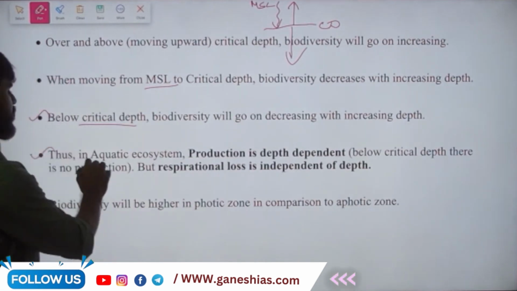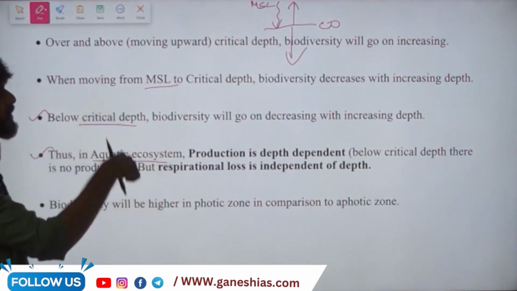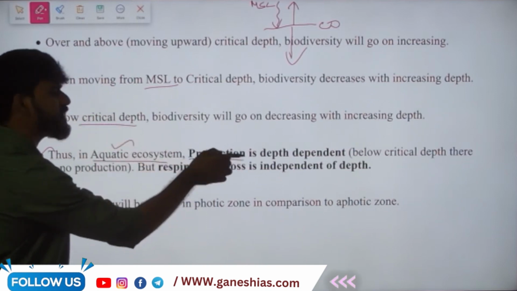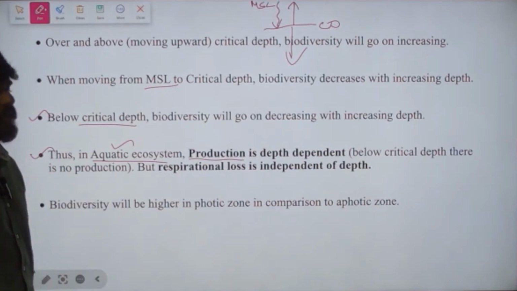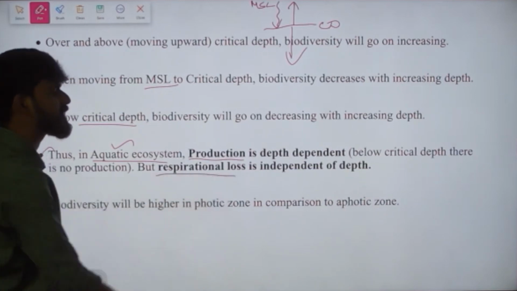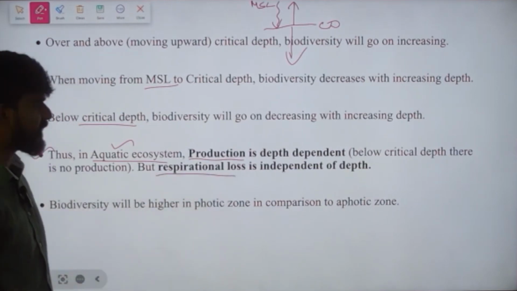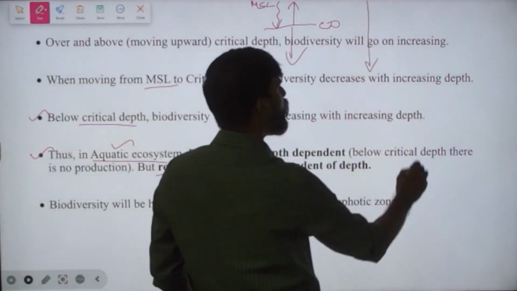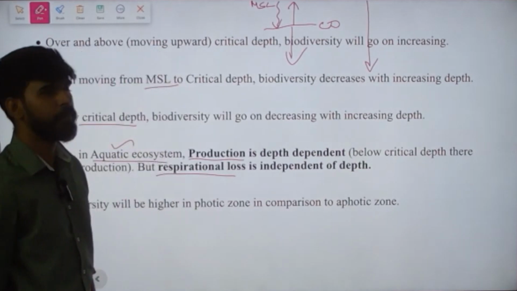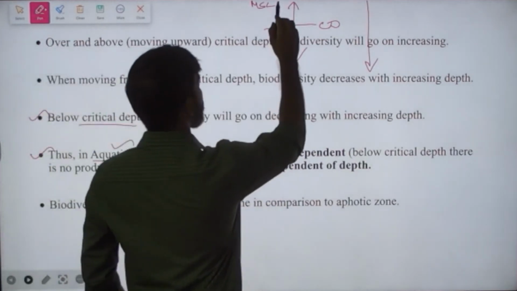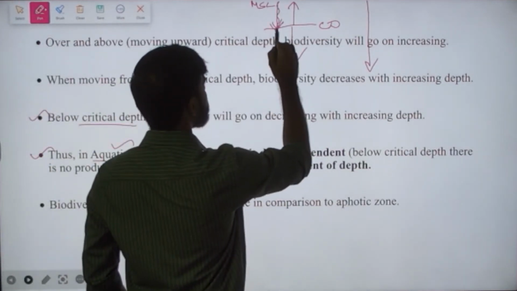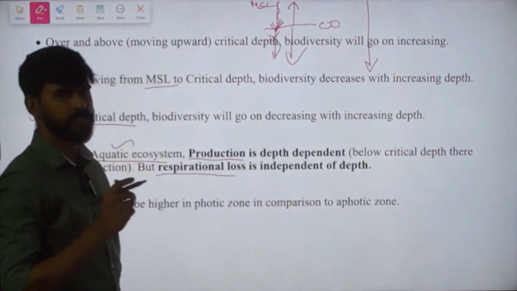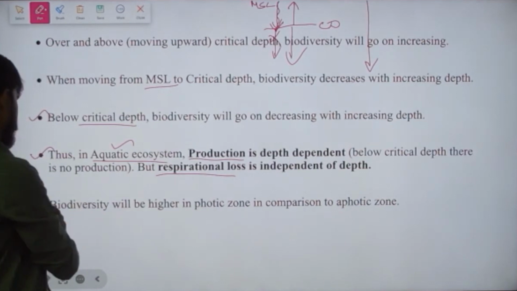Next, in the aquatic ecosystem, all this is depth dependent, right? So aquatic ecosystem production is depth dependent, but respirational loss is independent of depth, which means respirational loss continues when we go below, but production happens up to this point only. Below that there won't be any production happening. Okay, such distinctions you must understand very clearly.